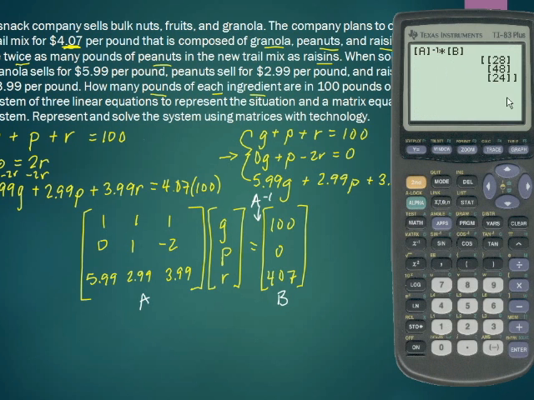And so this is our answer. We know that the pounds of granola are 28 pounds, the pounds of peanuts 48, and the pounds of raisins 24. And so let's go ahead and summarize our answer.